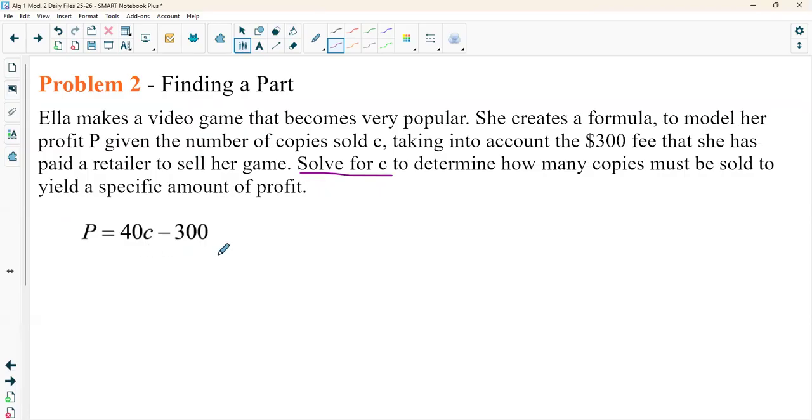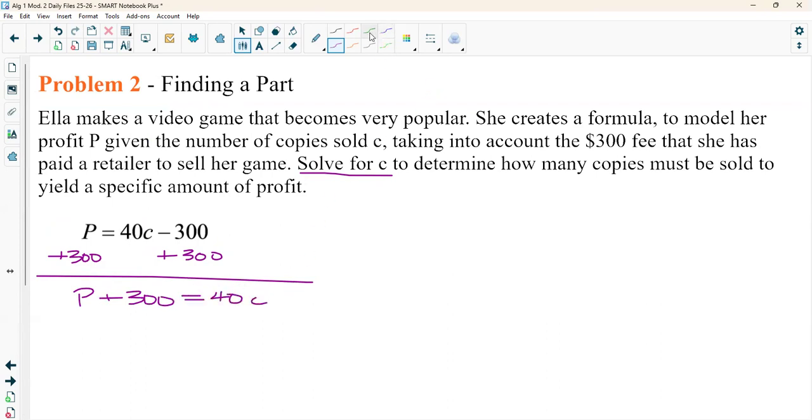So we want to get rid of everything not touching the C first. So 40 is touching the C, so we want to get rid of the other stuff first. Let's move the 300 to the other side. So we're left with P plus 300 is equal to 40C. Now we want to get that C by itself, so let's divide everything by 40. We're going to be left with P divided by 40 plus, we can reduce 300 over 40. Those zeros, we can just take them right out.